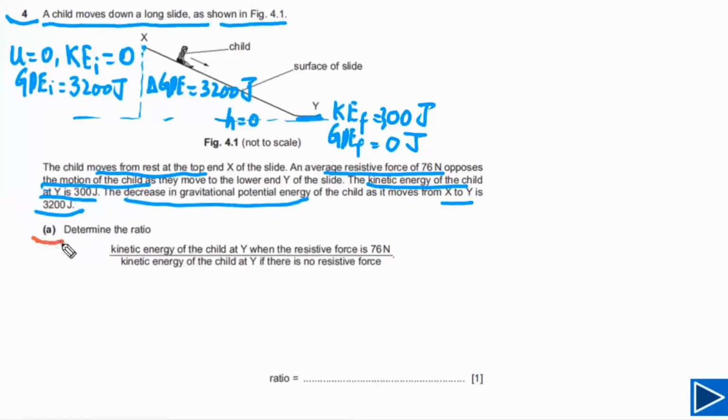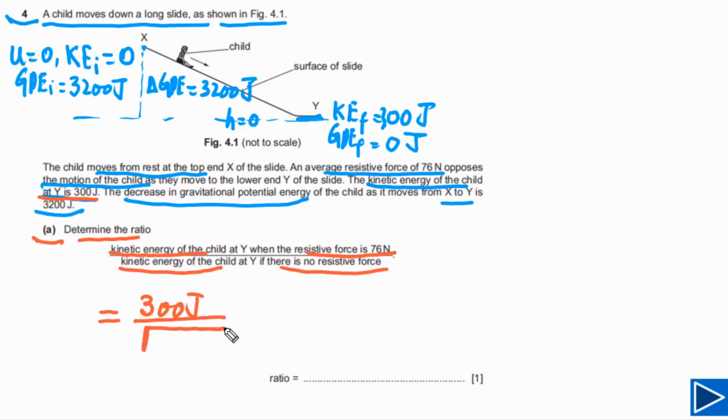For part A, the question is asking us to determine the ratio between kinetic energy of the child at Y when the resistive force is 76 newtons, and kinetic energy of the child at Y if there is no resistive force. First thing we need to understand is the kinetic energy of the child when there is resistive force. That kinetic energy is given to us, and the value is equal to 300 joules.